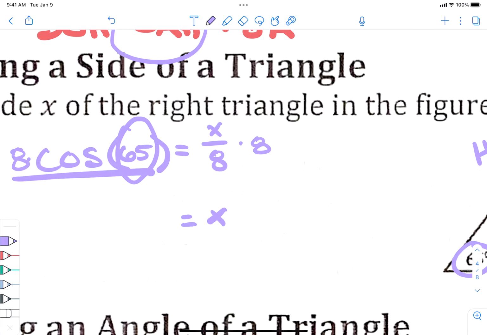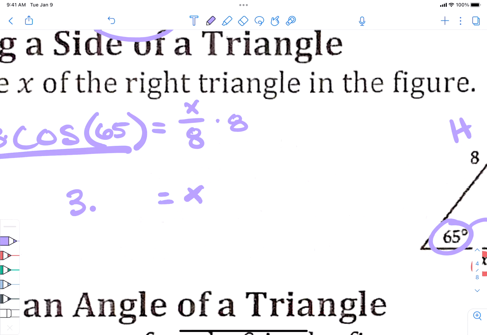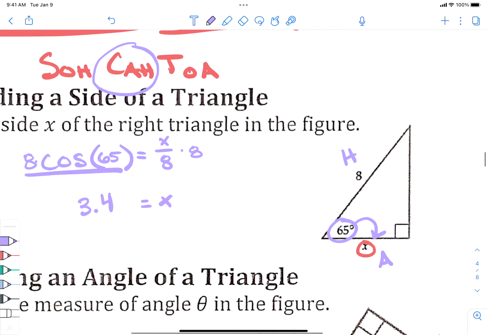65 is a degree. But I don't know how to change it on this calculator. Do you have another one? 3 point what? 4. 3.4? Whoa. No. Why did I not get that? Because you're not in the right mode.